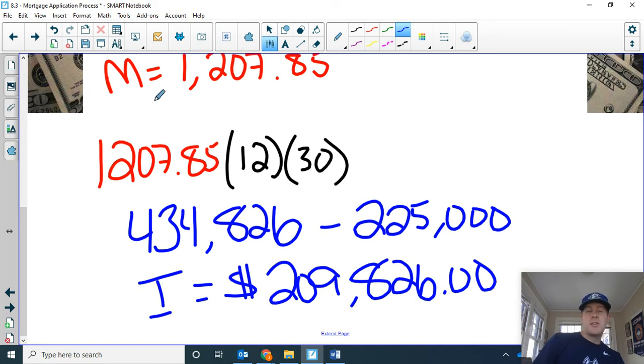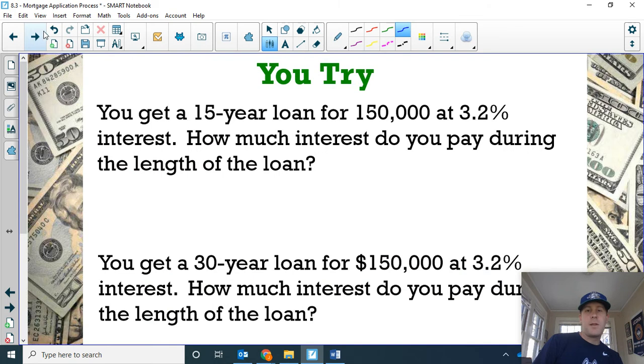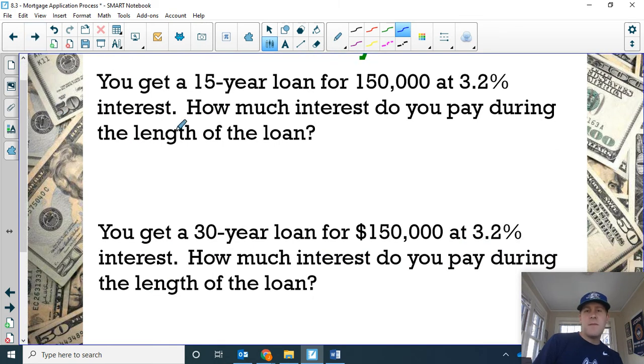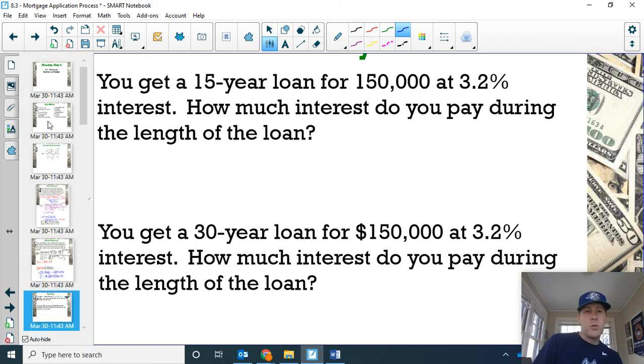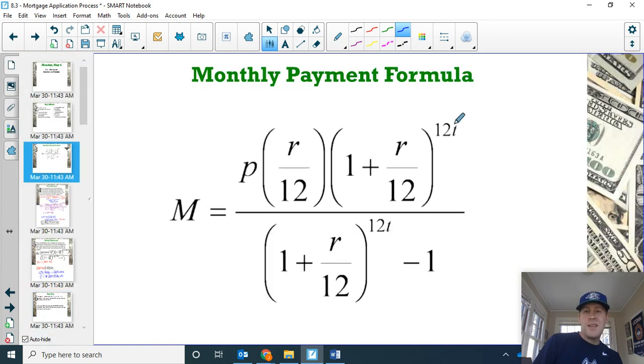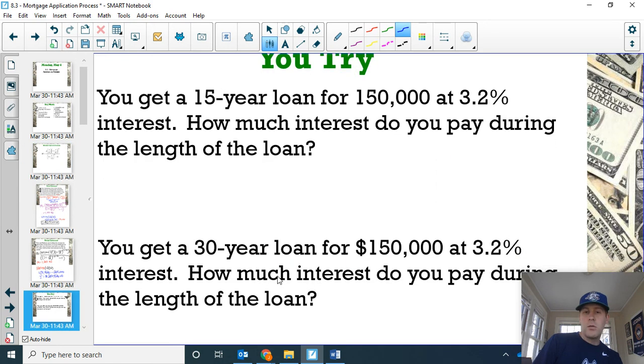All right, so here's what I want you guys to do, and I think it'd be an interesting thing for you guys to look at. Okay, your lesson check for today is to do out questions like this. The difference, though, is I'm giving you the same principal for the two questions and the same interest rate. What the difference is the length of your mortgage loan. So one's a 15-year loan, which means if you look at your formula, you're going to make T equal to 15 in both of these. And the other one's a 30-year loan.